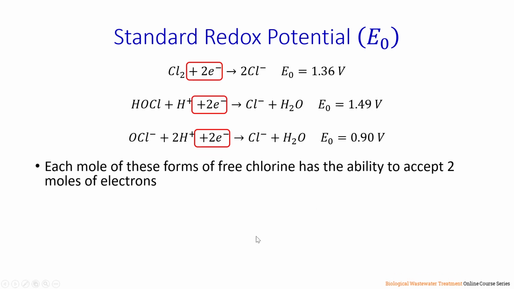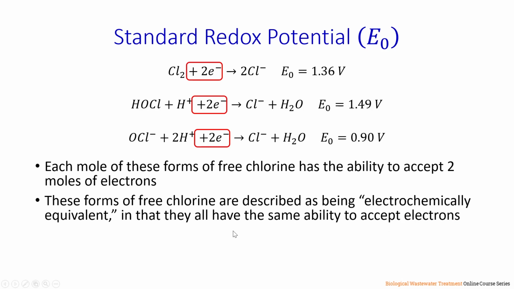So what that means is that each mole of these forms of free chlorine has the ability to accept 2 moles of electrons. Because of that, we refer to these forms of free chlorine as being electrochemically equivalent in that they have the same ability to accept electrons.